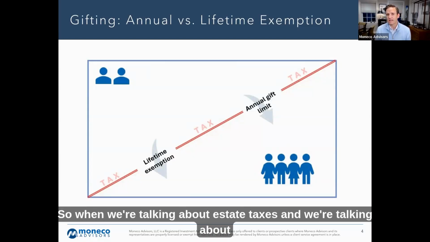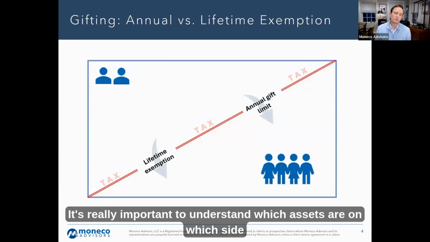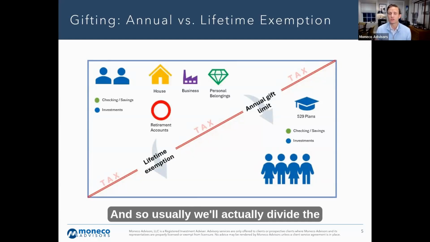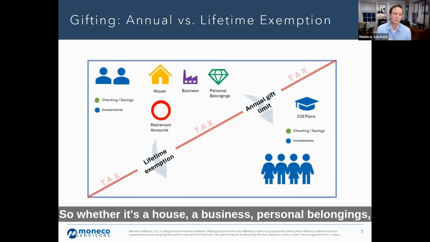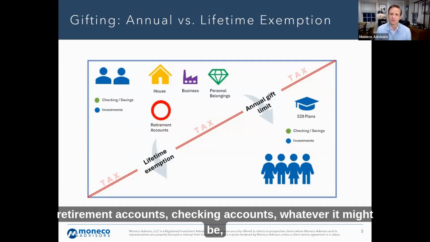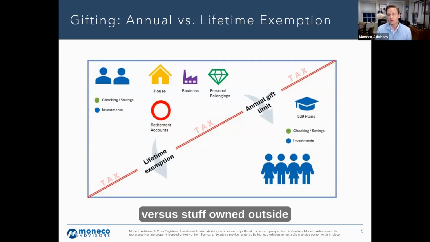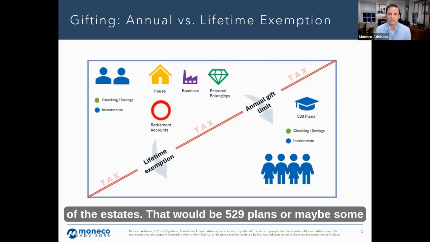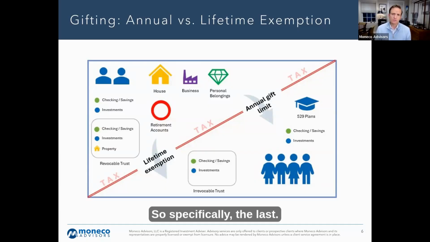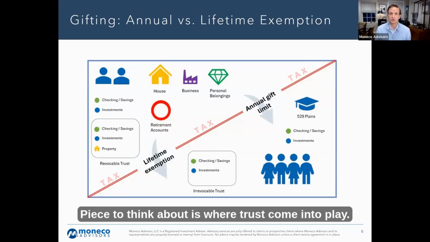So when we're talking about estate taxes and estate maps, it's really important to understand which assets are on which side of the map. And so usually we'll divide the assets up based on where they're owned, right? So you can see assets in the top left, those are owned by the specific people, right? So whether it's a house, a business, personal belongings, retirement accounts, checking accounts, whatever it might be, versus stuff owned outside of the estate. So that would be 529 plans or maybe some irrevocable trusts or checking accounts for the kids, something like this.